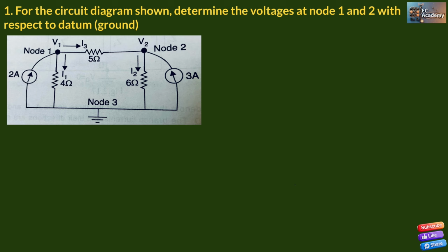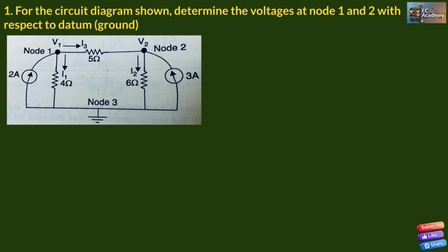In this lecture, let us understand the problems on node analysis. In the first problem, we need to determine the voltage at node 1 and 2 with respect to datum. So, we need to find the voltages V1 and V2 with respect to ground. Let us take the currents I1, I2 and I3 as branch currents. You can assume the direction of current depending upon the current source that is given in the circuit.